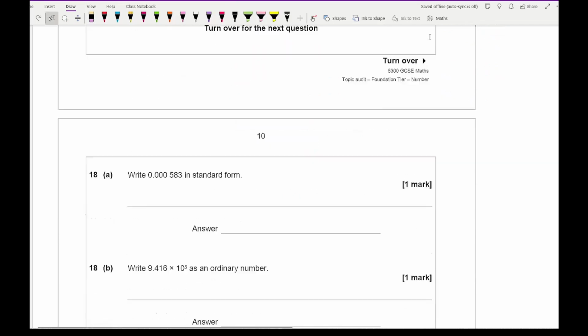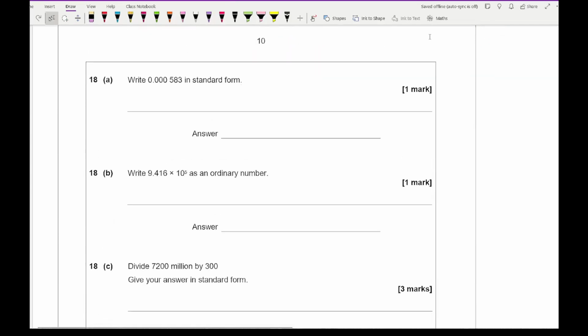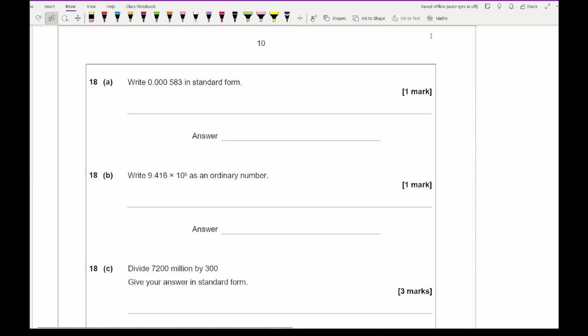Moving on to question 18, so we're now moving on to standard form. It says write 0.000583 in standard form. So for this, I underline the numbers, ignoring any zeros at the start. So I'm going to write this number 583 as a number between 1 and 10. So that's going to be 5.83 multiplied by 10. Now, because this is a small number, it's going to have a negative power.